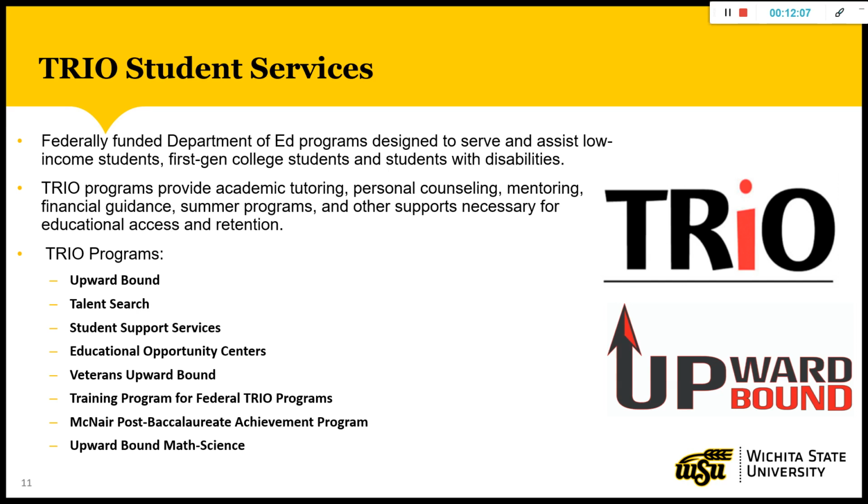They provide academic tutoring, personal counseling, mentoring, financial guidance, summer programs, and other supports necessary for educational access and retention. Most universities will have an application to apply for some of these programs. And these programs span a wide range here. Some of them start in middle school and high school, things like Upward Bound and Talent Search, and then all the way through not just graduating with a bachelor's, but you'll notice on there the McNair Post-Baccalaureate Achievement Program. That's for low-income students that are working on a master's or doctoral program to help them through that program as well.